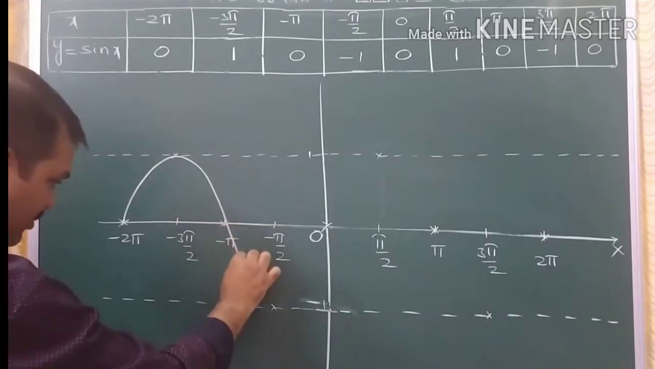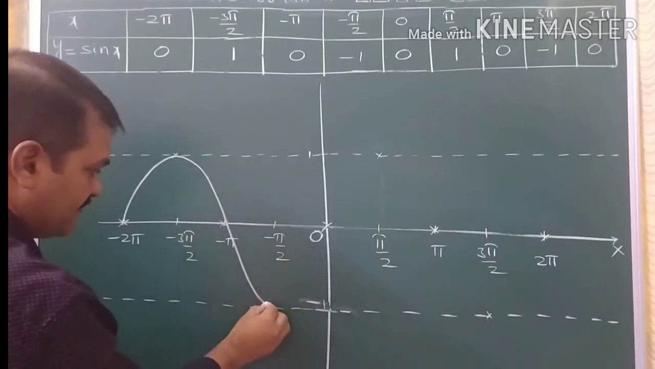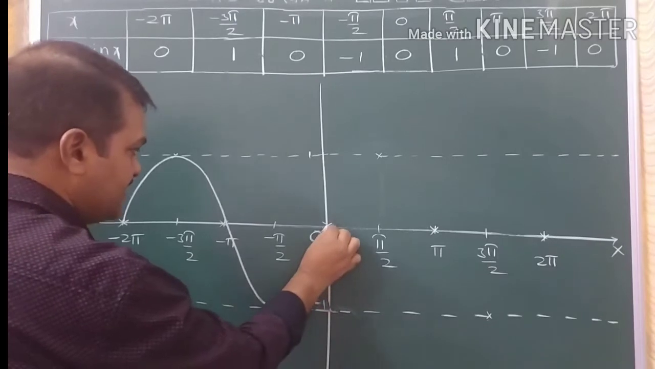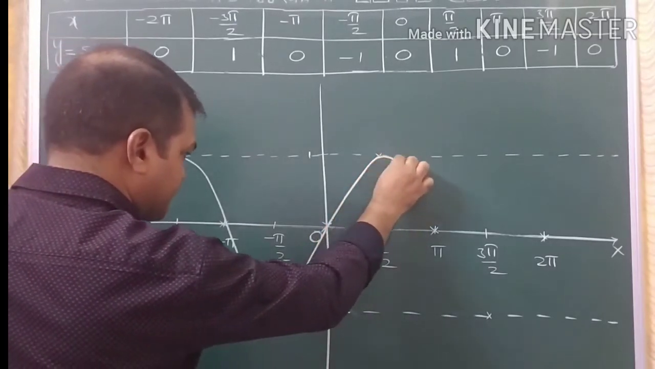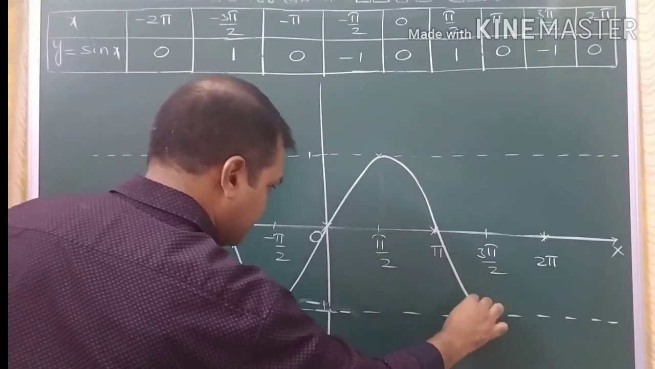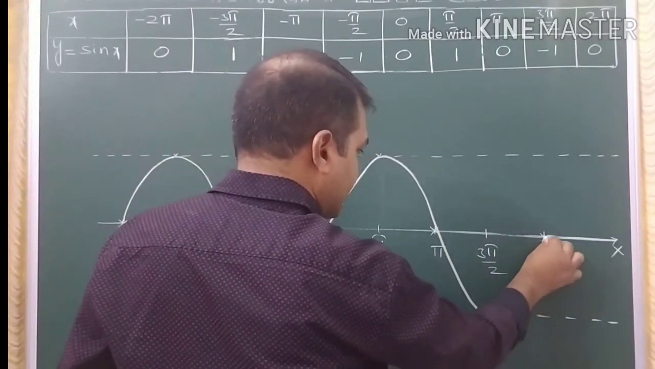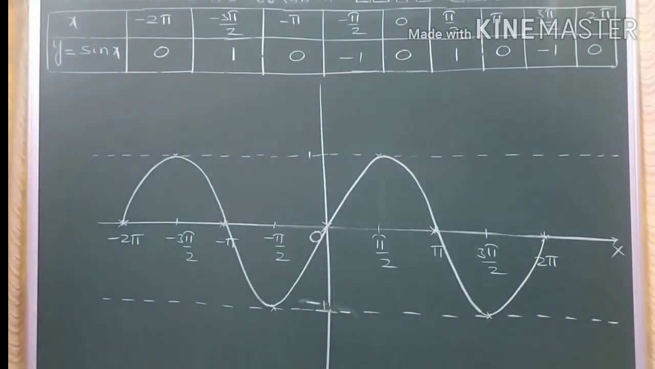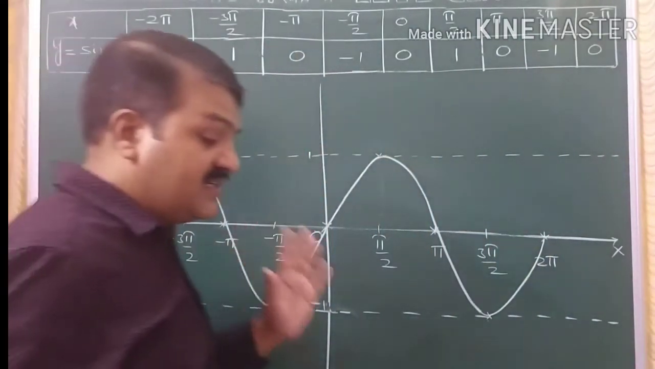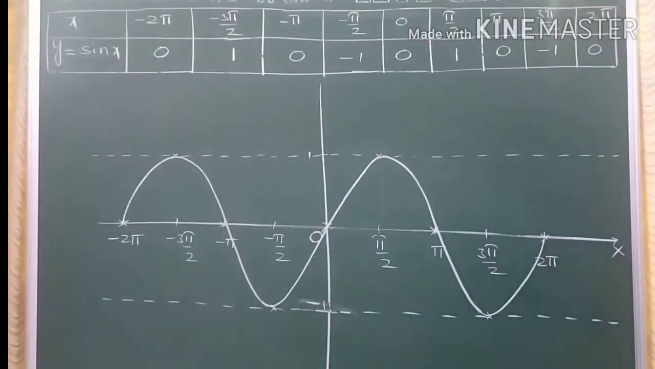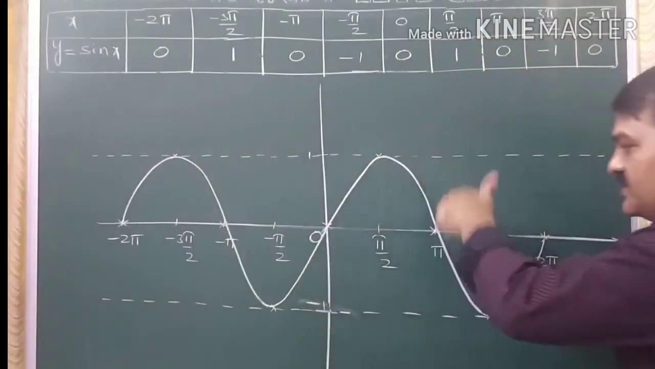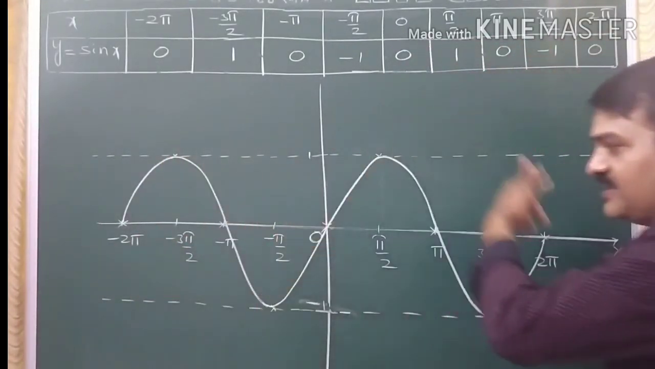So by joining the points through a smooth curve like this, we will get the graph something like this. So this is the shape of the sine curve. The sine x graph, or the sine function curve, is going to be something like this. Okay, so it is nothing but in the shape of a wave. So it is a wave shaped curve.